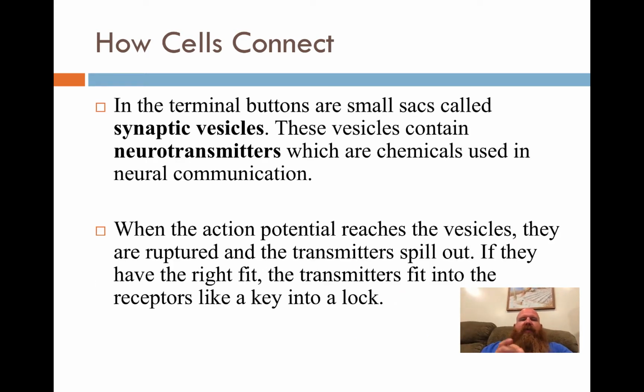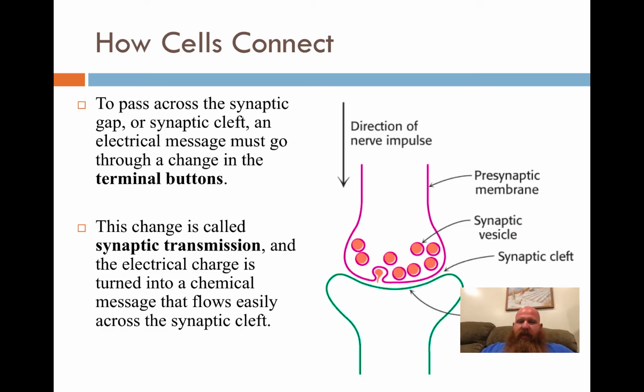Terminal buttons have small sacs called synaptic vesicles. These vesicles contain neurotransmitters, which are chemicals used in neural communication. Depending on whatever vesicle they are, they have different neurotransmitters. And those are going to be really important because those transmitters will decide which signals get sent and which signals get blocked. And when we start dealing with drugs and things like that, we'll talk about how those interfere with what's going on in there.